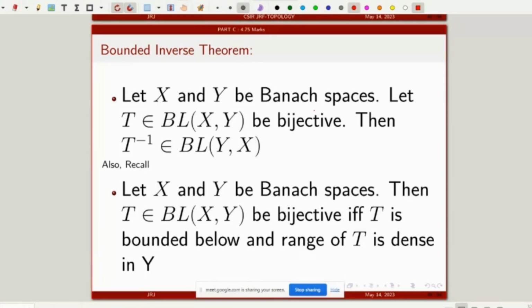Now we also know that, let X and Y be Banach spaces, then T belonging to BL(X, Y) is bijective if and only if T is bounded below and the range of T is dense in Y. This you might have seen in your functional analysis course. So now suppose I know that T is bounded below and the range of T is dense, then we can say that T is bijective. If T is bijective, then we can make use of the bounded inverse theorem.